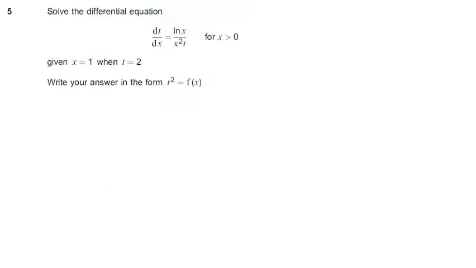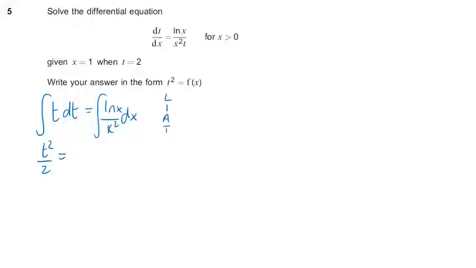Okay, question 5. Now we've got a differential equation to solve, and we need to use the technique of separation of variables here. So we move all of the t's to one side of the equation, so we multiply across the t, and then we move the dx to the other side, so we get ln x over x squared dx, and then we put the integral signs in. The integral on the left hand side is very easy, that's just t squared over 2. And on the right hand side, we're going to have to use integration by parts.